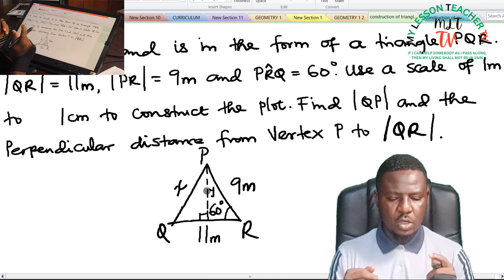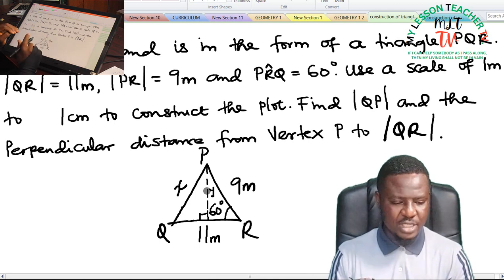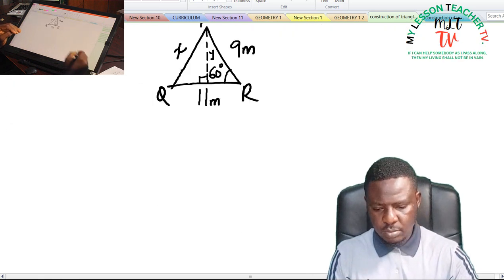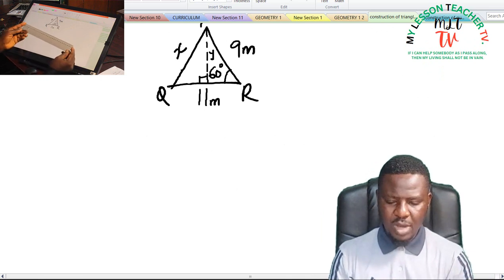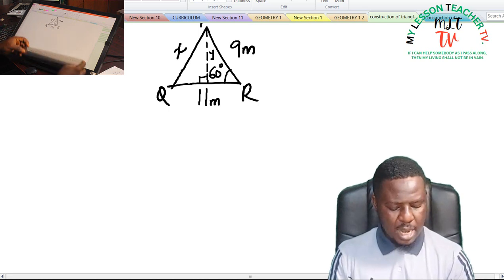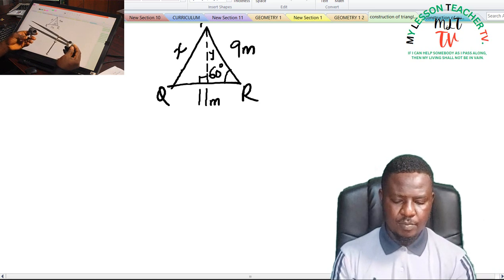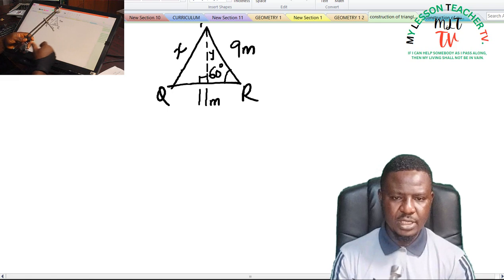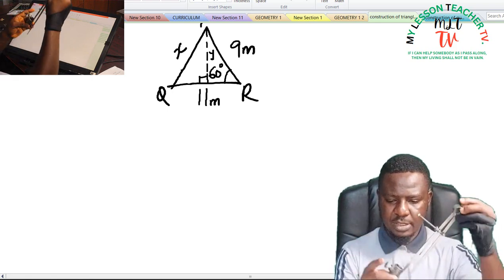So we shall now construct this based on what we have sketched. In order for us to construct this, we are going to make use of a ruler, which is this 30 centimeter ruler, as well as my compass. So this is what I'll be using to construct my triangle.